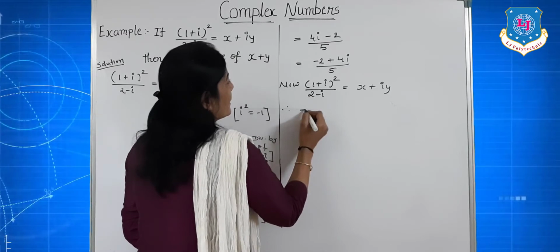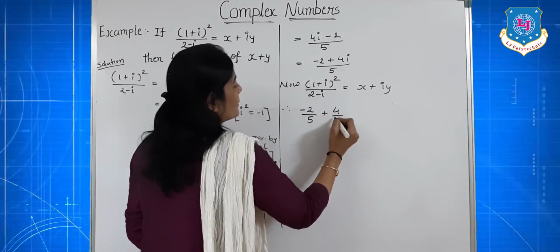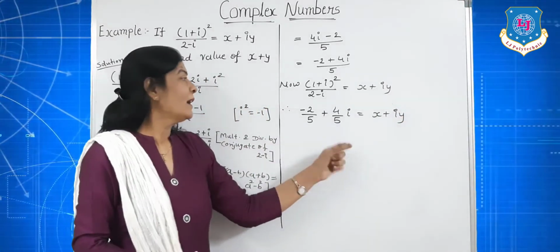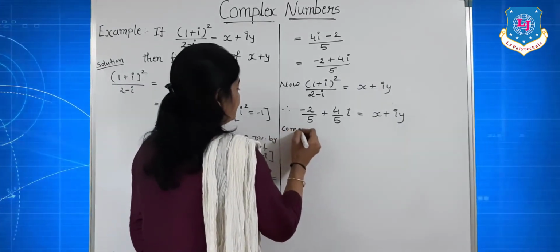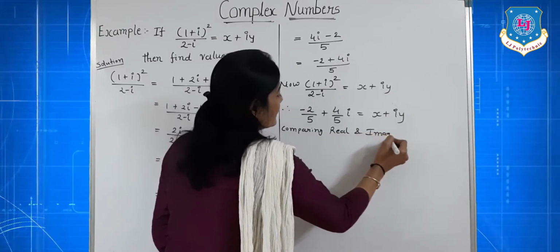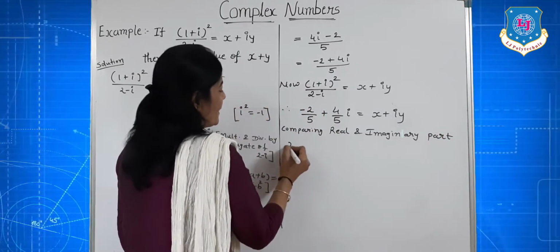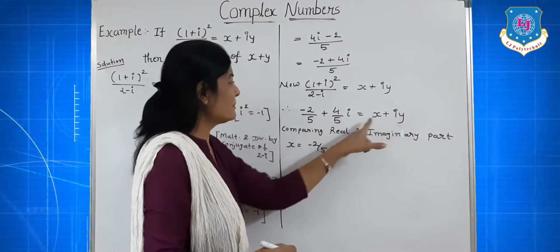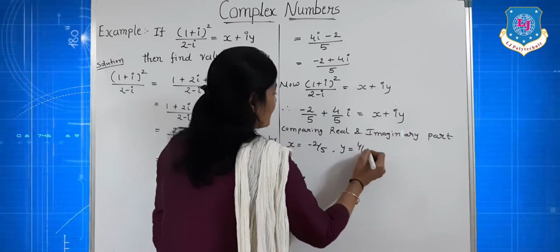So −2/5 + (4/5)i is equal to x + iy. Clear? Now comparing real part and imaginary part on both the sides. So x is equal to −2/5 and y is equal to, means i का कोएफिशिएंट यहाँ पे है 4/5. So y is equal to 4/5.